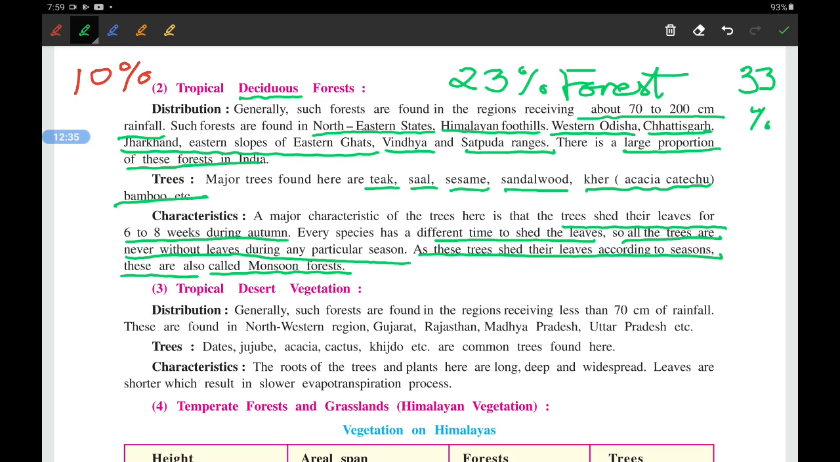So the main difference between the rainforest and the deciduous forest is that in the deciduous forest the trees shed their leaves, while in the rainforest the trees don't shed their leaves. Okay, we'll stop here in this video lecture.